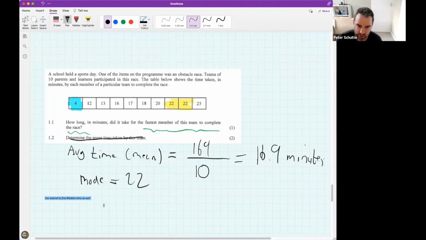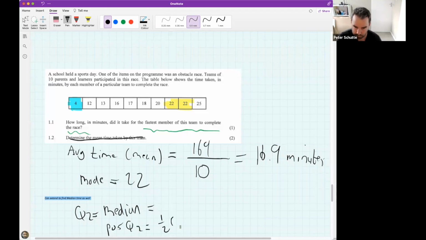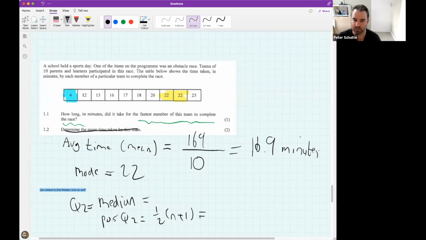Okay, getting towards the end. What about the median? Find me the median time from this list. What is the median time for this list? Or what is the value of Q2? So the position, this is kind of what you were asking about. It's the 5.5th position. It's not an exact thing.